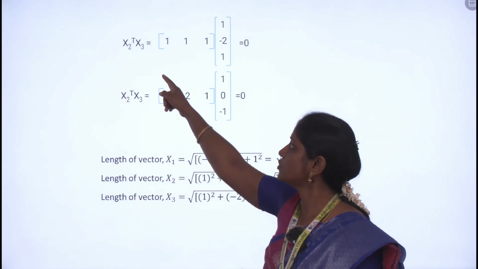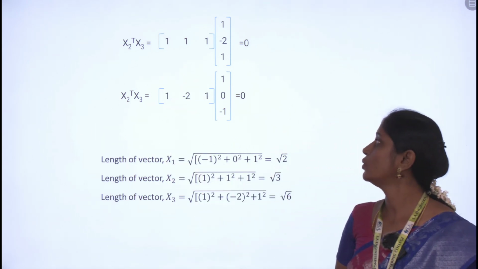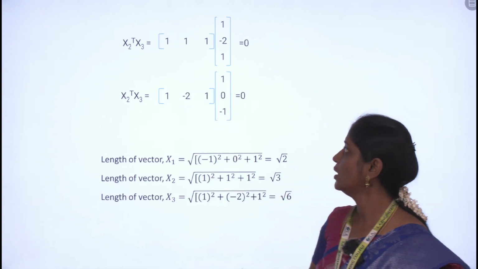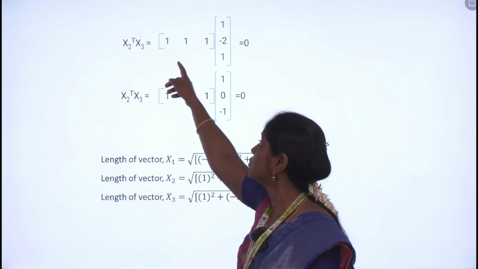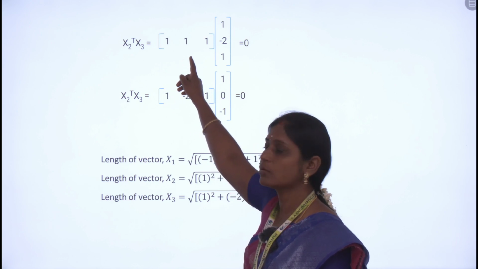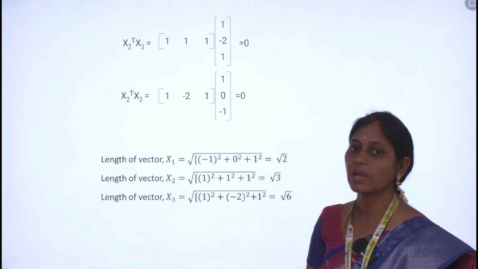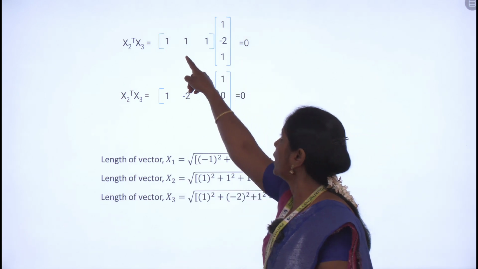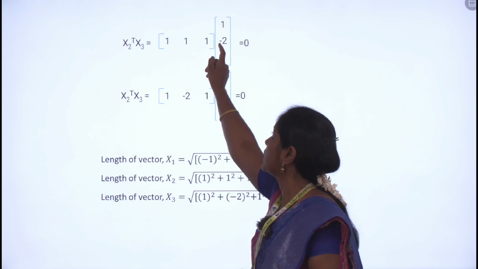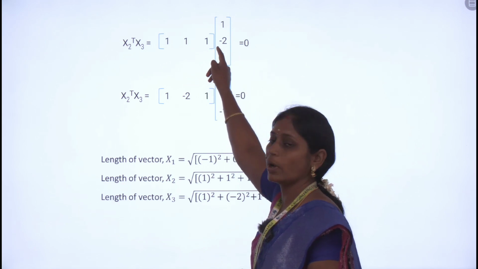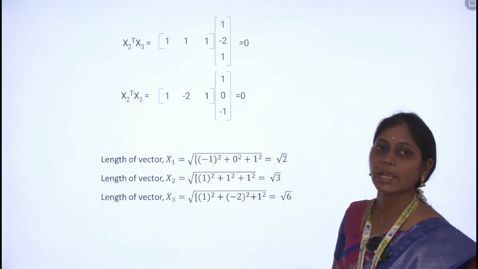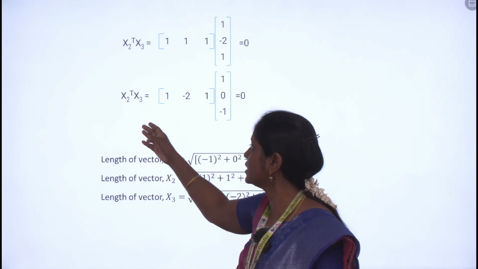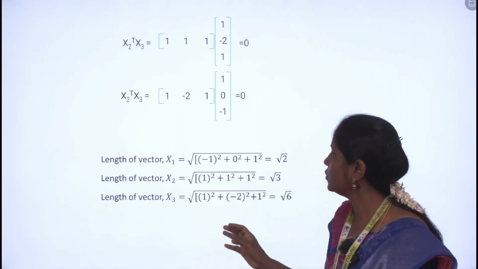And for the second, x2 transpose x3: we know that the second eigenvector x2 is (1, 1, 1). So we have taken the x2 transpose, written as the row (1, 1, 1), and the x3 eigenvector is (1, -2, 1). Therefore 1 into 1 is 1, plus 1 into -2 is -2, plus 1 into 1 is 1. So plus 2 minus 2 is equal to 0. Similarly, x3 transpose x1 is equal to 0.